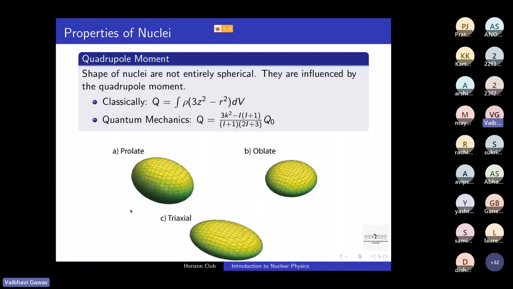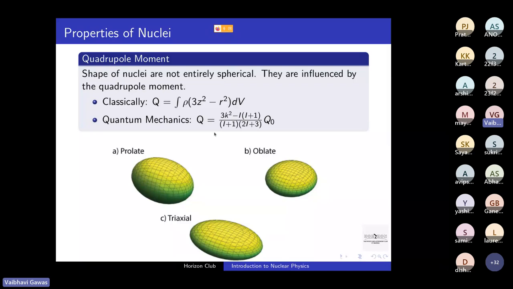Then the next moment is the quadrupole moment. This quadrupole moment is directly related to the shape of your nucleus and the distortions in the shape. In classical mechanics, the quadrupole moment is calculated with rho, the charge distribution inside the nucleus, times 3z squared minus r squared, where z is the z axis and r is the radius at that point, integrated with respect to the total volume of the system.